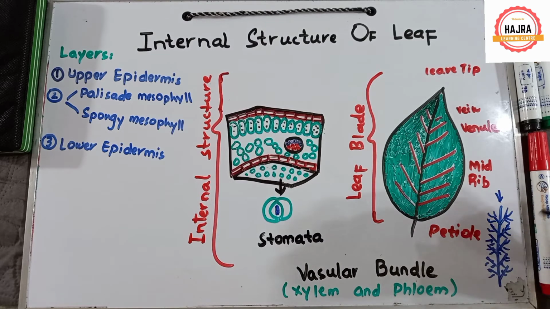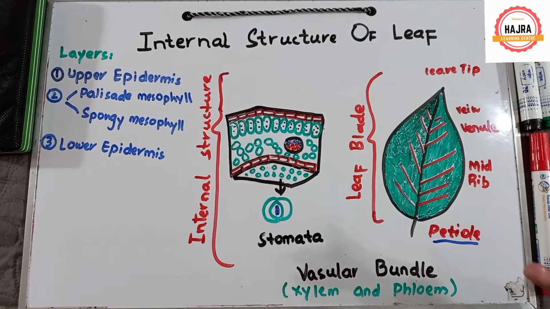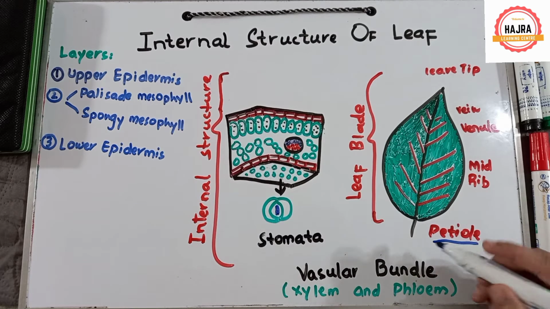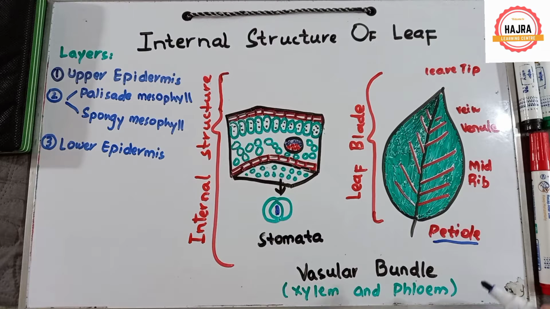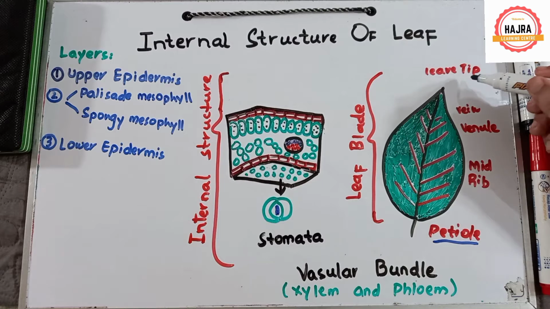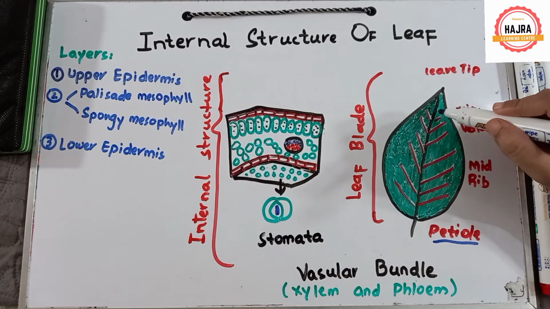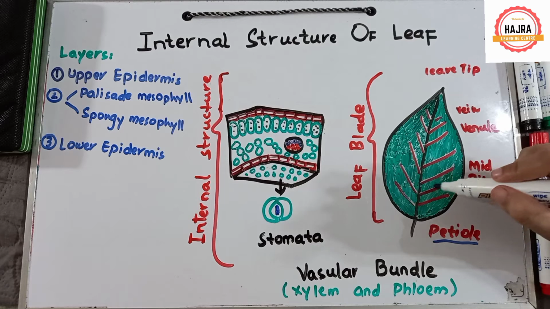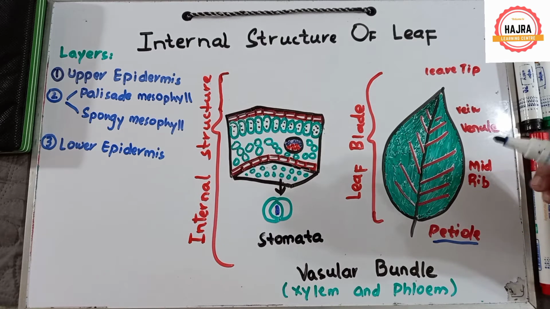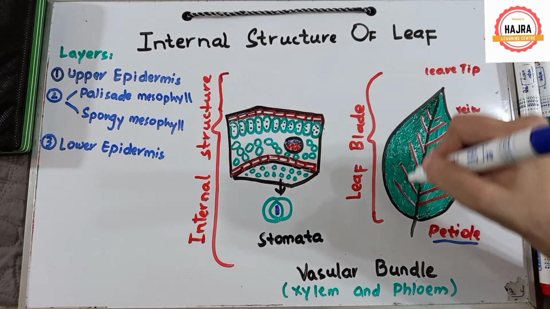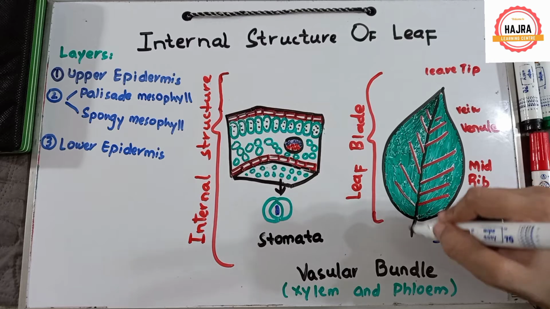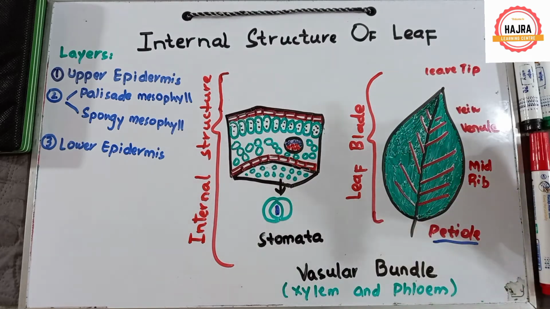Look here, this is petiole. The function of petiole is to attach the leaf to the stem. So it holds the leaf to the stem. This is the main function of petiole. So we have learned the physical structure of leaf, such as leaf tip, then the midrib, then veins, and from the veins, small venules or small sub-veins are coming out. And the section above the petiole is called leaf blade. Here we have done the physical structure of leaf.